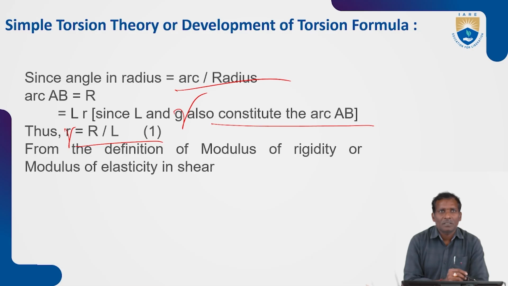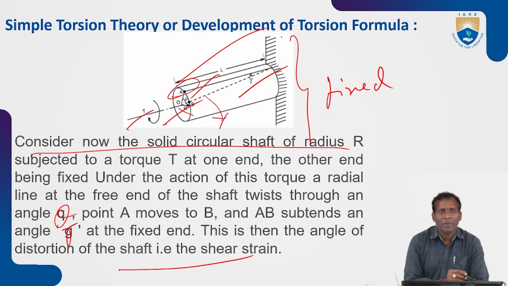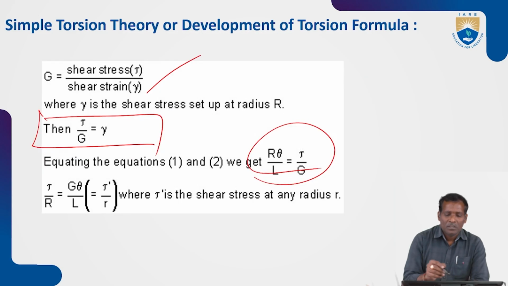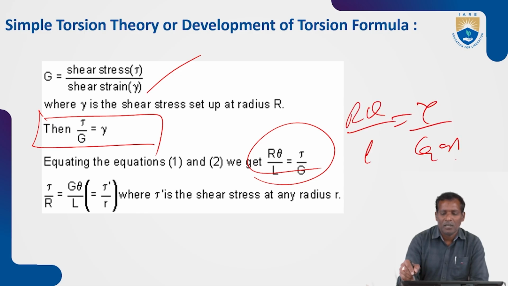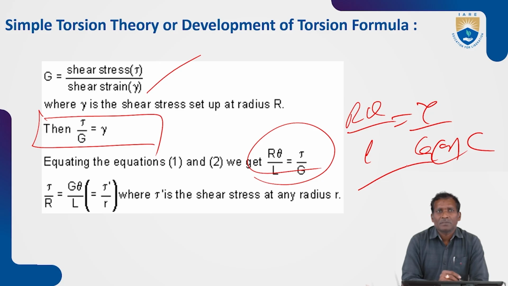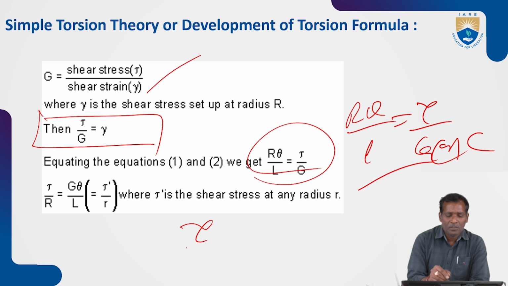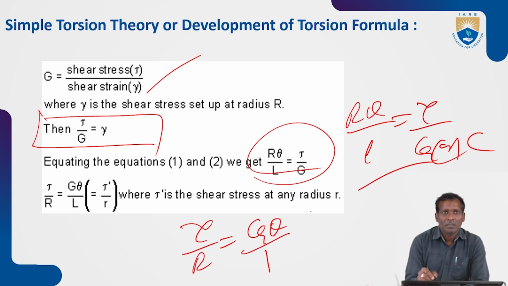So here, gamma is equal to R theta by L, as already shown. Equating these equations, you will get R theta by L is equal to tau by G. So you can write this equation as tau by R is equal to G theta by L, where tau dash is the shear stress at any radius R.